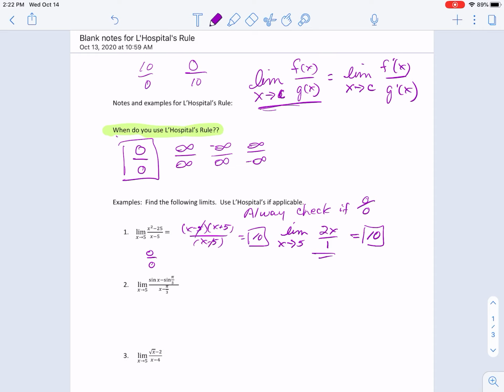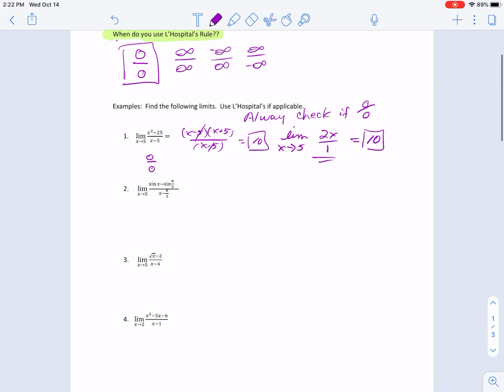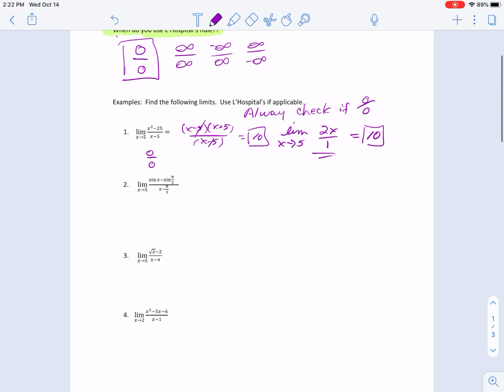Okay? The rest of these examples, I'm not sure why they put them in here except to remind you to check. When you plug in 5, you get the sine of 5 minus the sine of pi over 3 over 5 minus pi over 3. Well, the sine of 5 doesn't exist, so this is a DNE. No point in that.